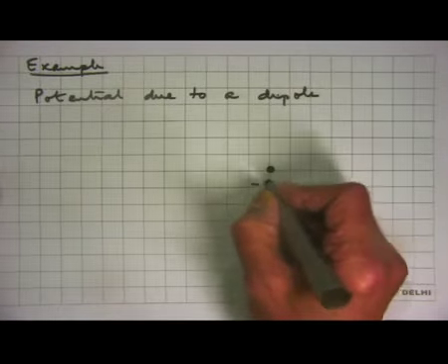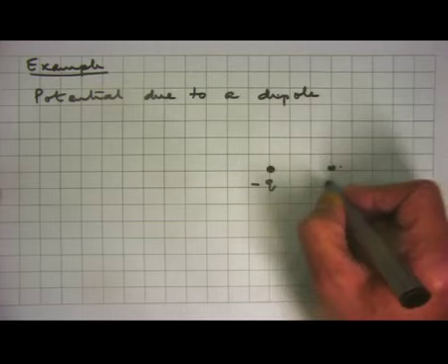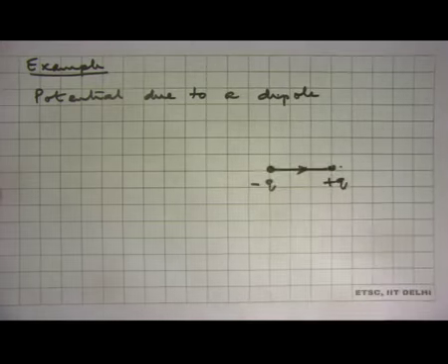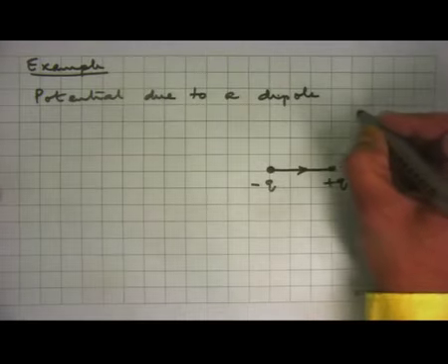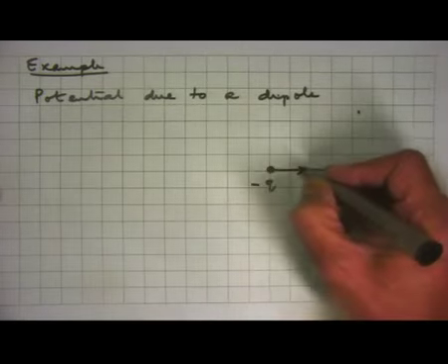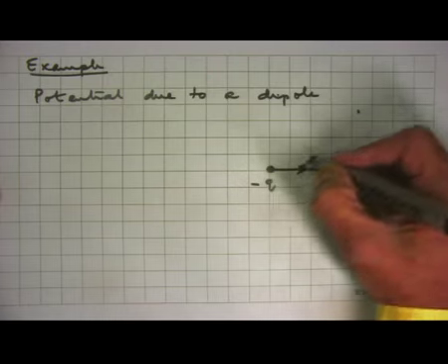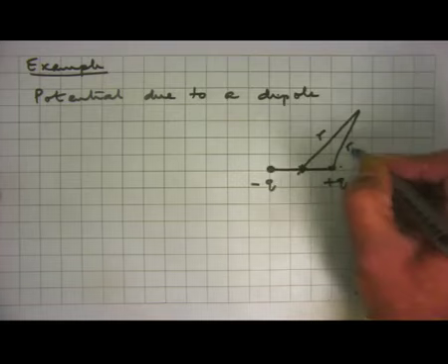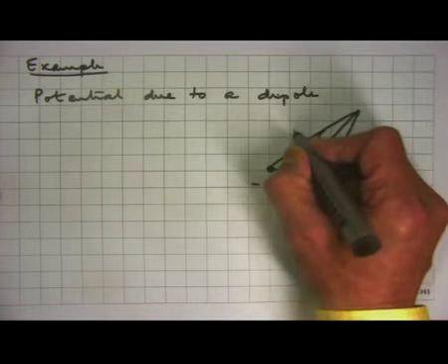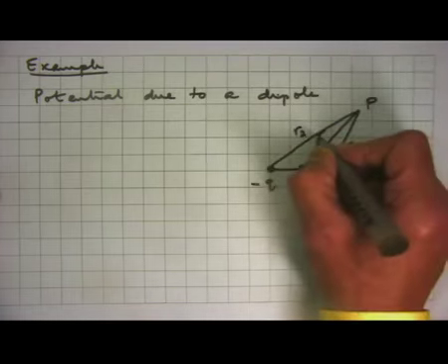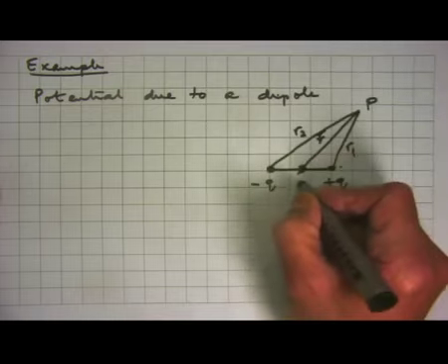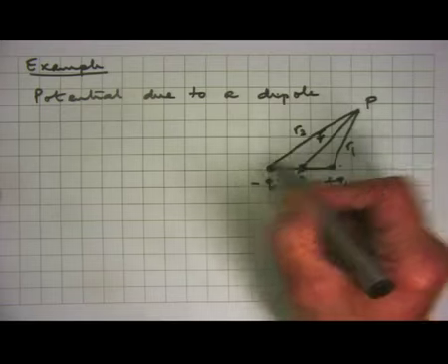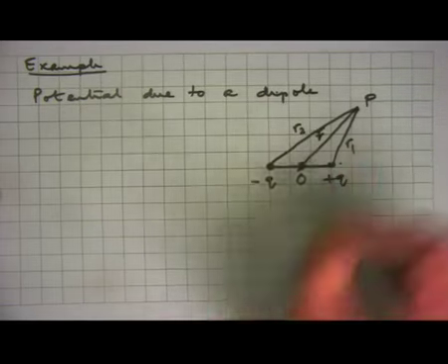So, this is minus q, this is plus q. Remember the dipole moment is from minus q to plus q. I want to calculate the potential at this point. Let this point be the center of the dipole. The distance from the center O to the point P is r, the distance from minus q to P is r2, and from plus q to P is r1.